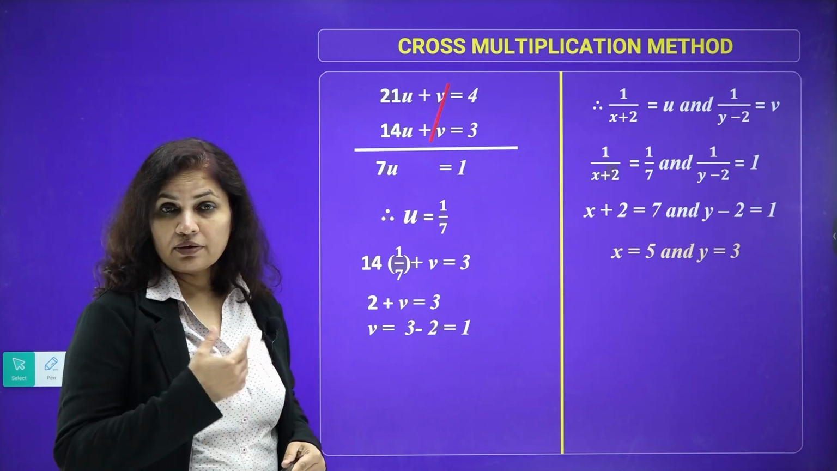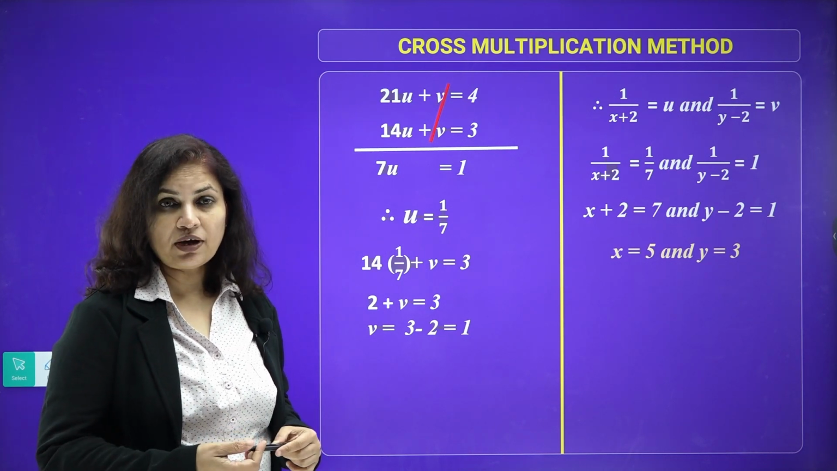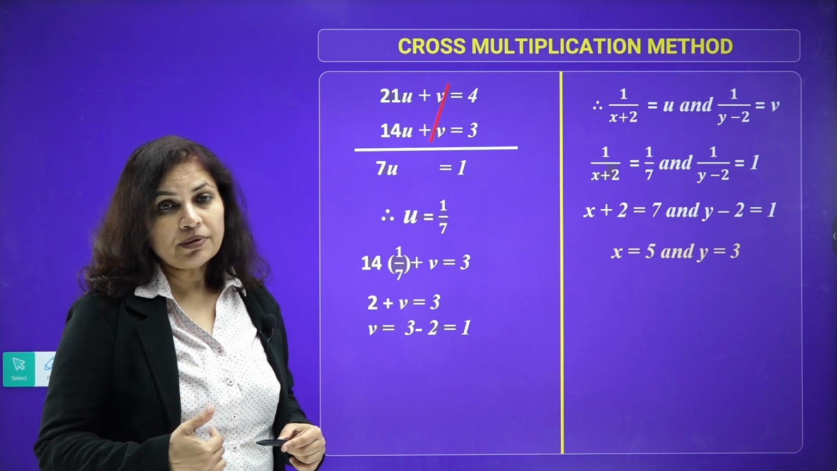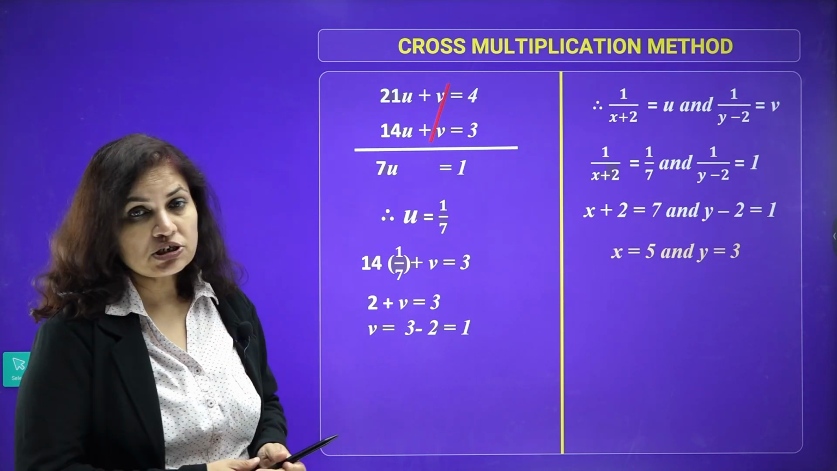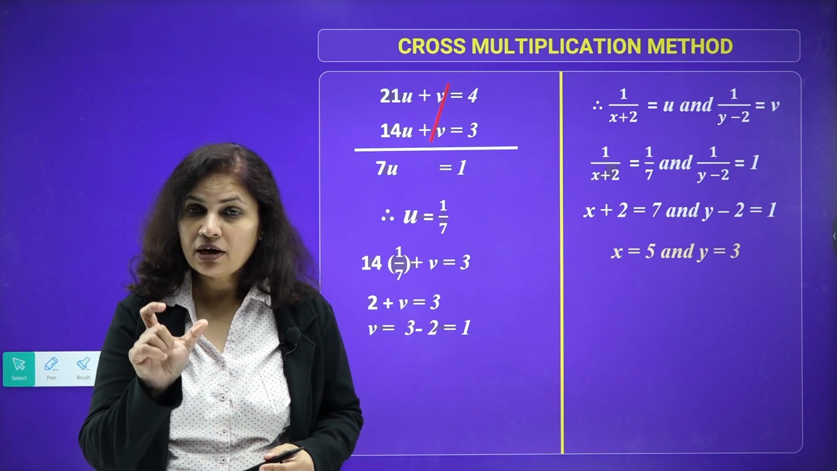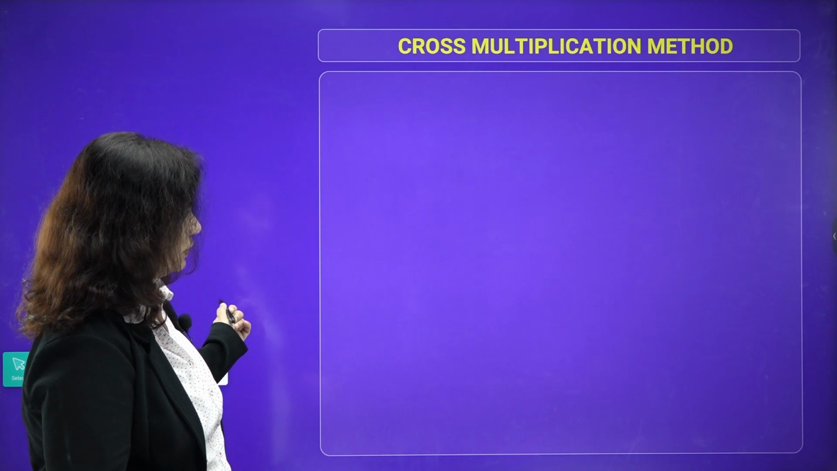So, whenever you get a question where you have variables in the denominator and we have common denominators in both, then we can substitute the expressions containing x and y as u and v.